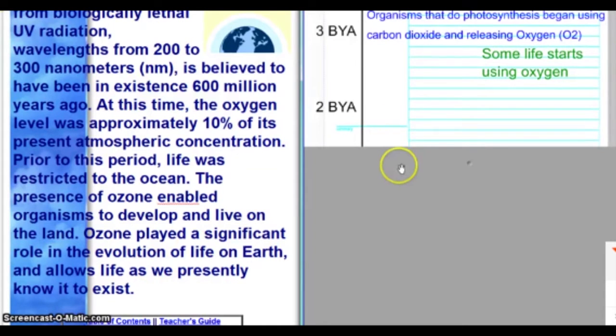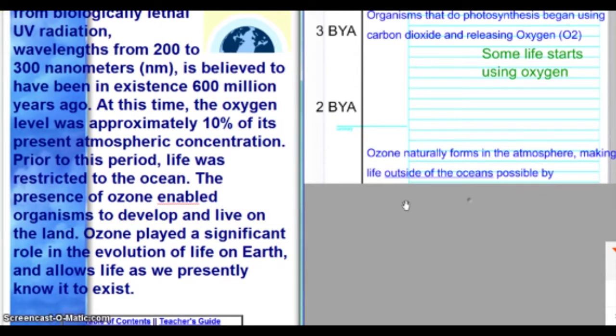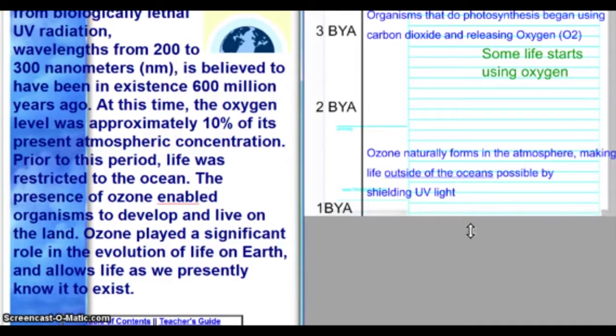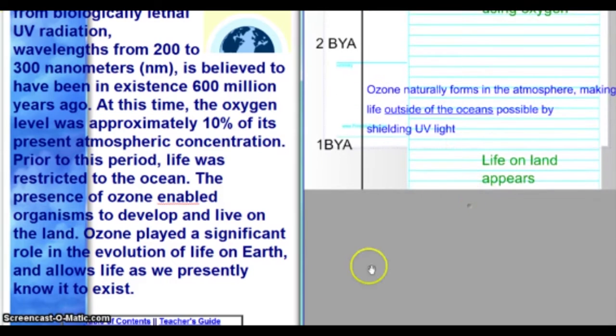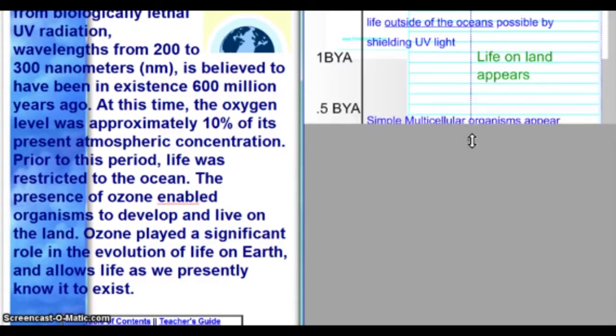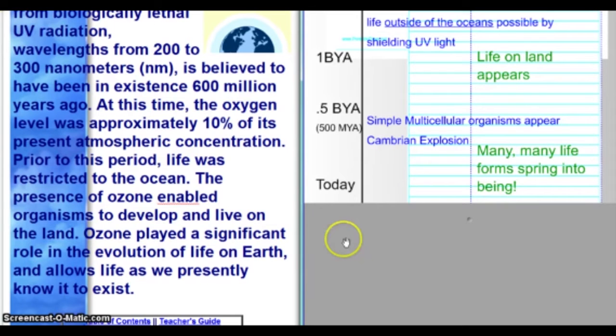To finish the notes up, skipping down, ozone naturally forms in the atmosphere, making life outside of the oceans possible by shielding UV light, which is important because this is the kind of life we have. Then underneath 1 billion years here, we have life on land first appears. Simple multicellular organisms appeared shortly thereafter. The Cambrian explosion is where all sorts of life sprang into being. All sorts of lizards and a lot of different variety of animals just exploded into being. The amount of life on Earth just exploded after all of this happened.